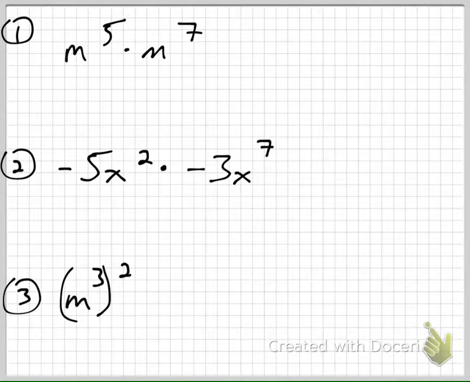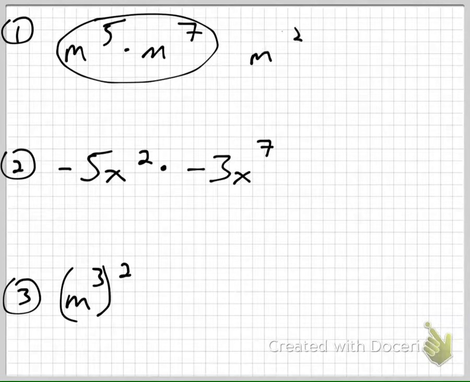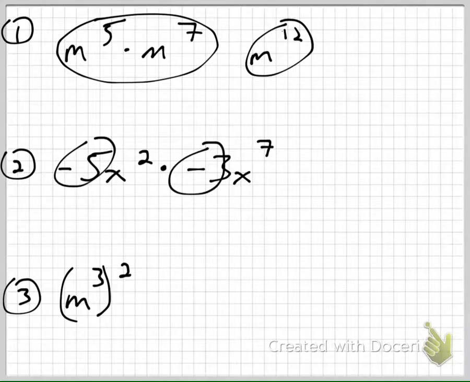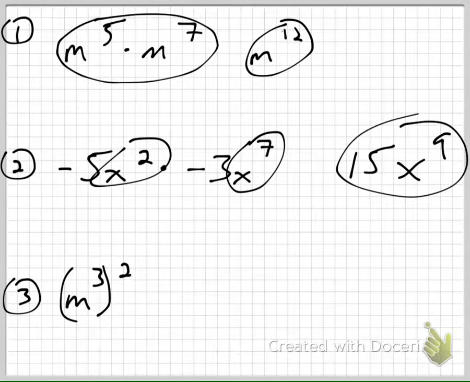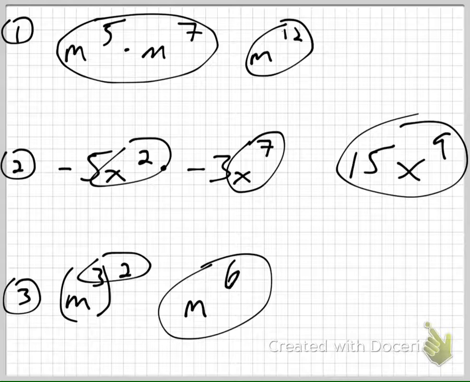All right, here we go. Number 1. What did you guys get for this? M to the 12th. How many of you got m to the 12th? Thank you. And here I have -5 times -3, which is a positive 15. So we just put 15, and then I have 2 x's and 7 x's, that is x to the 9th. How many of you got 15 x to the 9th? Okay, then this last one here, this is 2 sets of m to the 3rd, which is m to the 3rd times m to the 3rd, which is m to the 6th, right? You just multiply these two. How many of you got m to the 6th? Okay, good. You guys all get that.